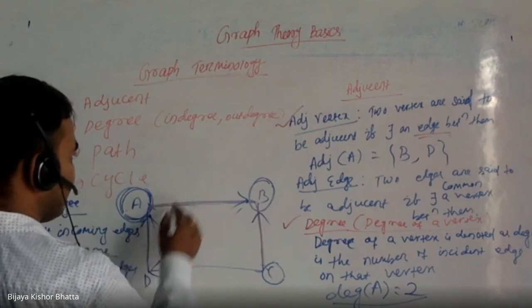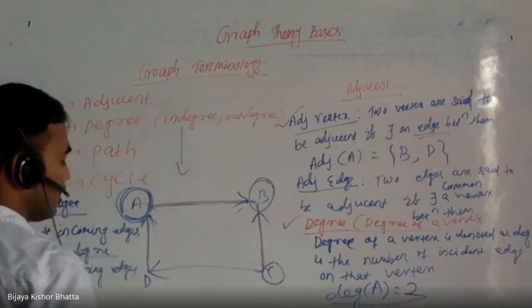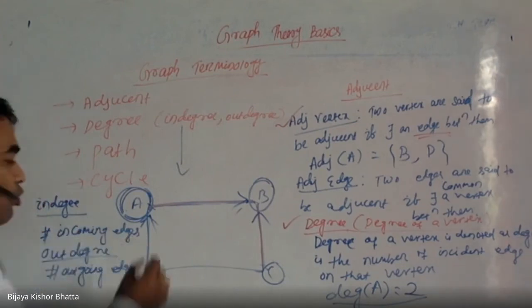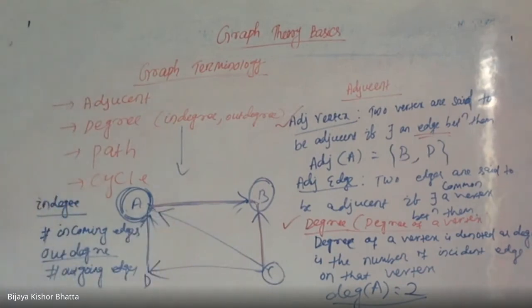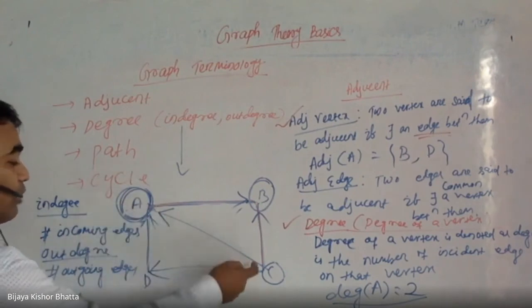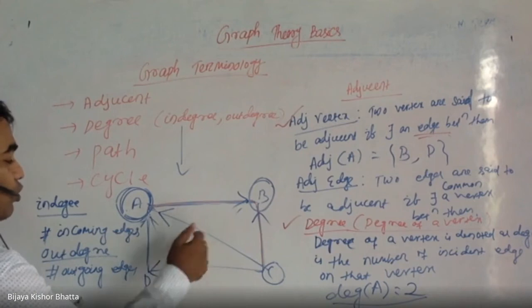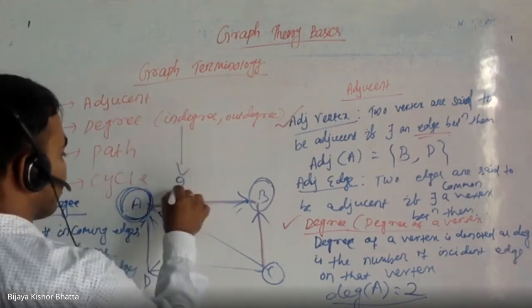So what is the in degree for this graph? In degree means the number of incoming edges. Let me put one more edge here, coming into this vertex. So how many incoming edges are there for this particular vertex? This is one vertex, and there are two edges incoming to A. That's why the in degree is going to be 2.